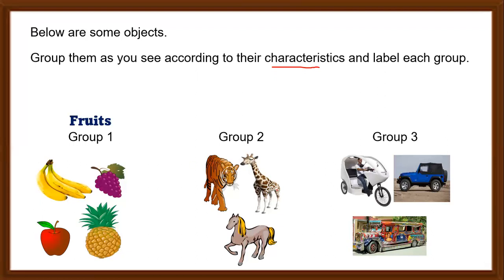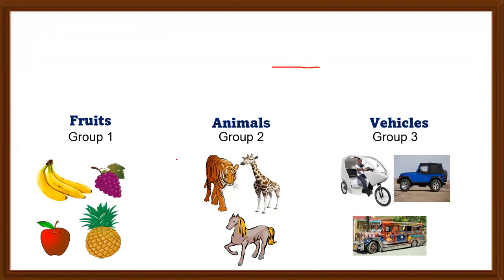What about yung group 2 naman? Meron tayong zebra, lion, and yung horse. Ano ang tawag kaya sa grupo na ito? Group number 2, that is a group of animals. What about group 3? Okay, as you can see, this group 3, we can name as vehicles. Meaning to say, we have group 1, group of fruits, group 2, group of animals, and group 3, group of vehicles.